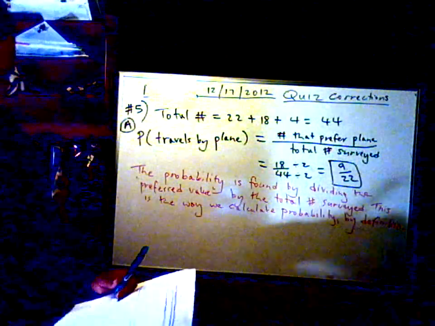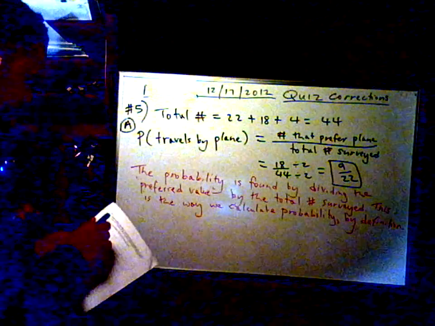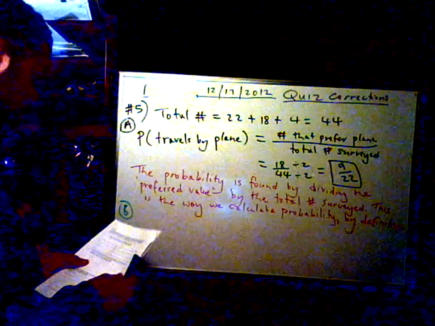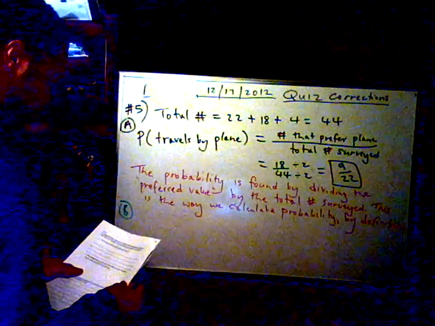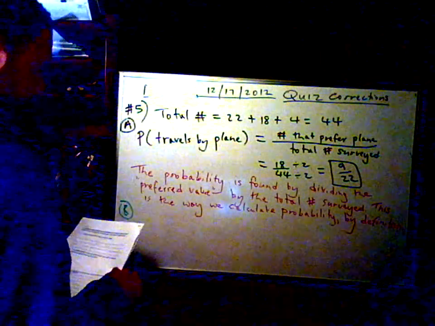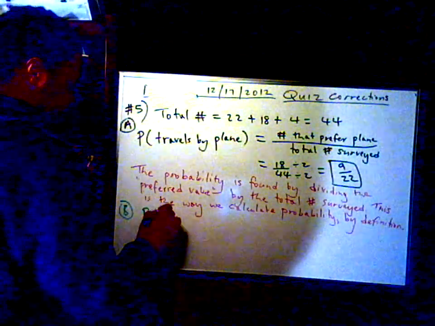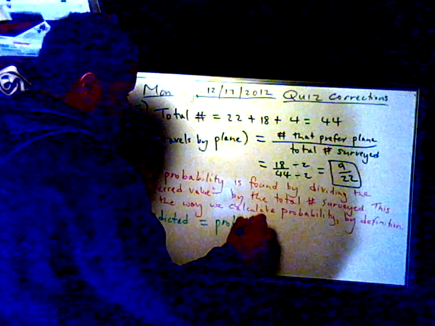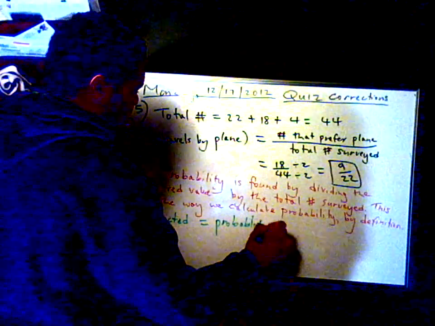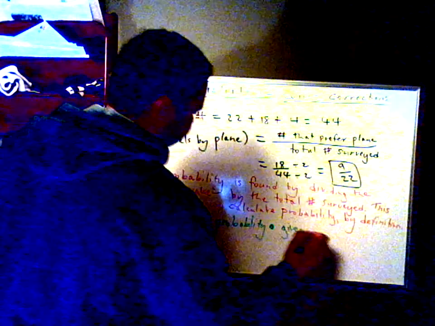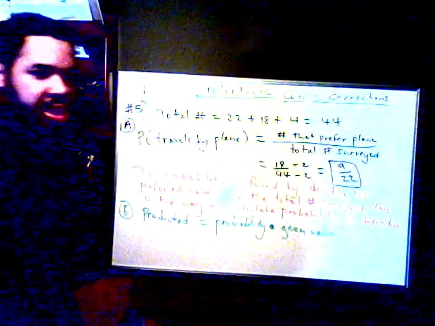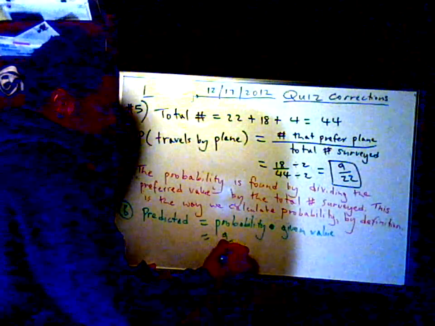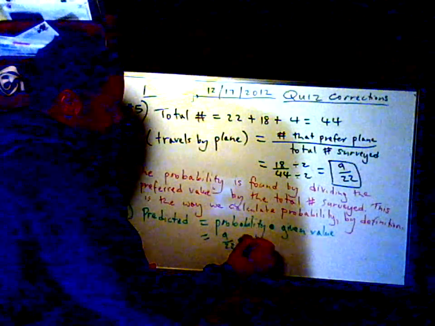Now they want us to find part B. Okay, so in part B, we are asked if there are 500 people, how many would you expect to travel by plane? And again, the predicted value here is just going to be equal to the probability multiplied by the given value. And the given value here is 500. So we're going to take the probability, which is 9 out of 22, and we're going to multiply that by 500.